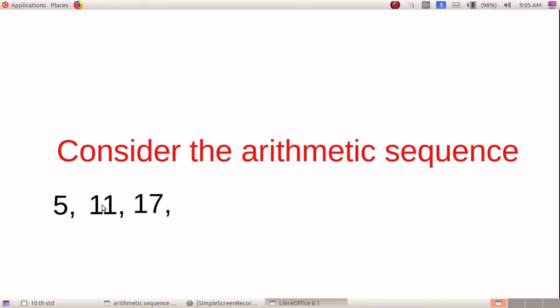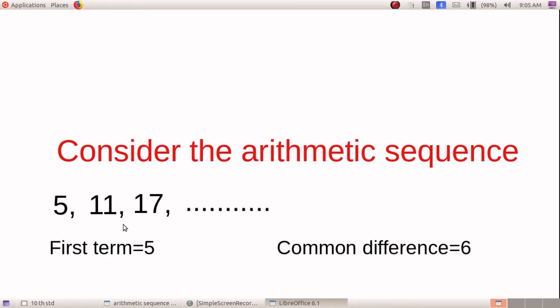That is, common difference of an arithmetic sequence is that value obtained by subtracting a term from the immediate succeeding term. I think that you have understood what is common difference. Here the first term is 5 and the common difference is 11 minus 5, or 17 minus 11, it is 6. Okay, let us view some examples of arithmetic sequences.